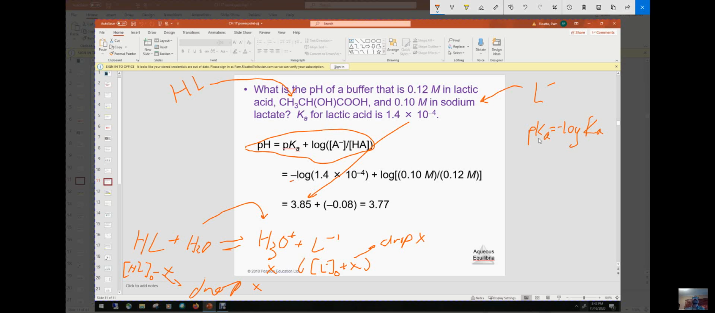Okay, and then over here, I have to have plus 0.08. How do you get this 0.08? This 0.08 is this work right here, which is the log of 0.1 divided by 0.12. So you just need to do this, right? And it's positive, right? You don't have a negative sign on here. So this is the concentration of the weak base divided by the acid. So we put this guy in the numerator and this guy in the denominator.